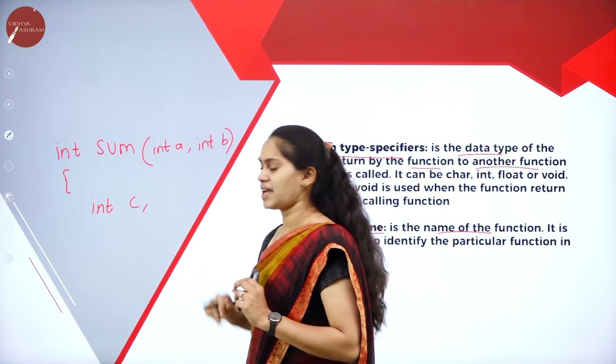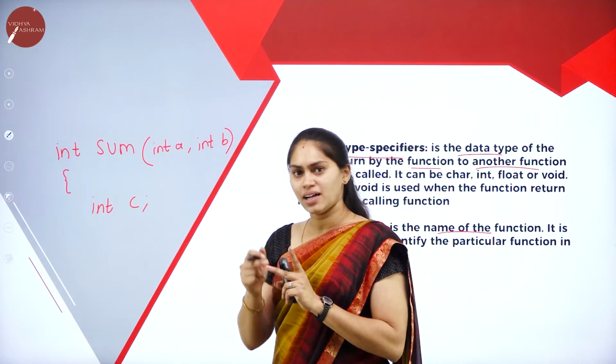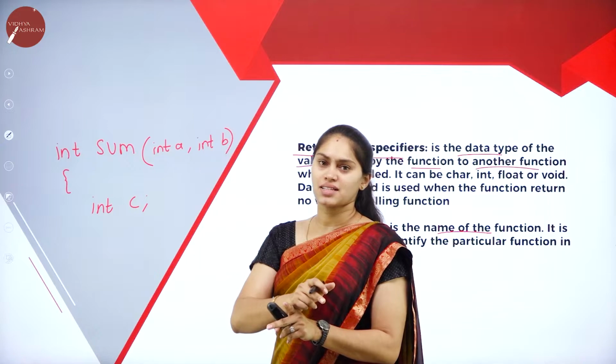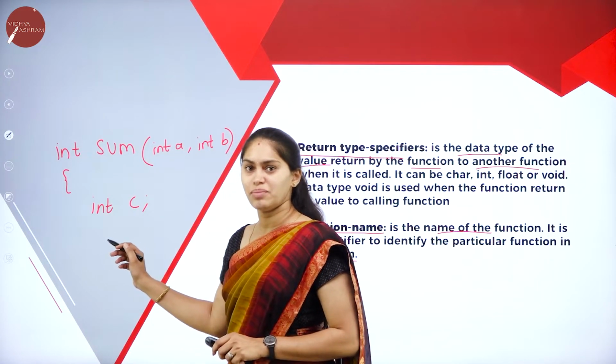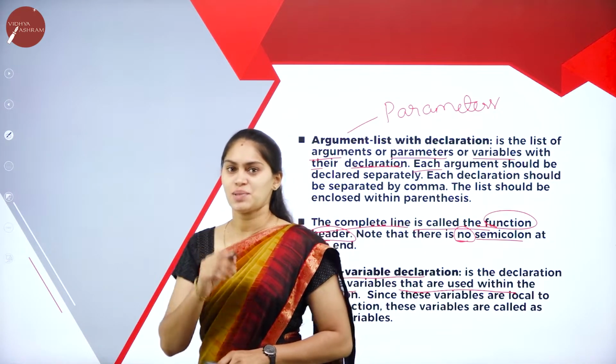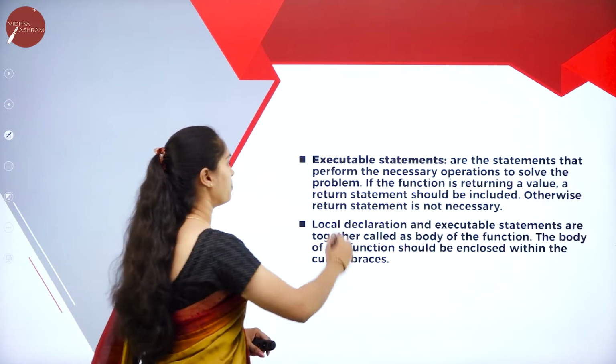So why am I taking c here? After the addition of a and b, that needs to be stored somewhere else. So that is the reason I am using int c. This is a local variable declaration. Now we'll see the next point, that is the executable statement.